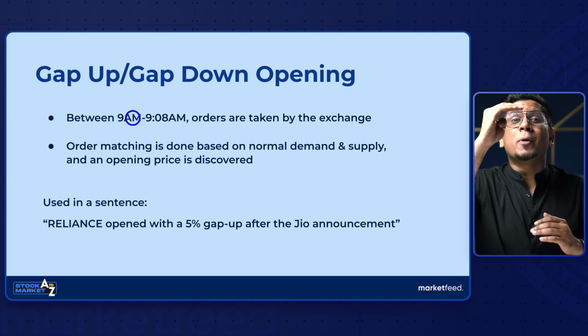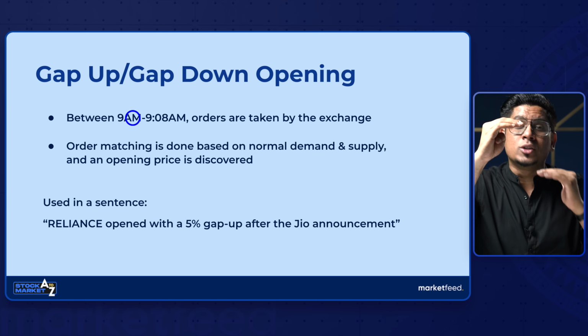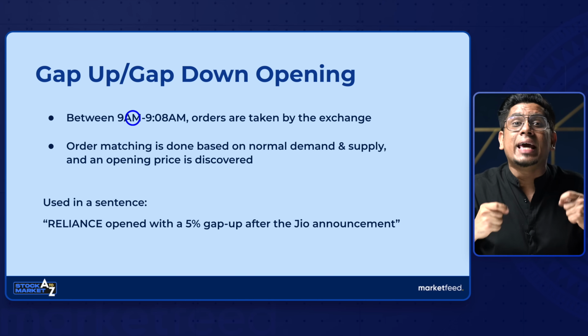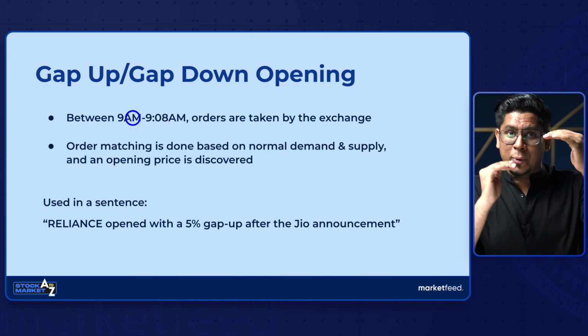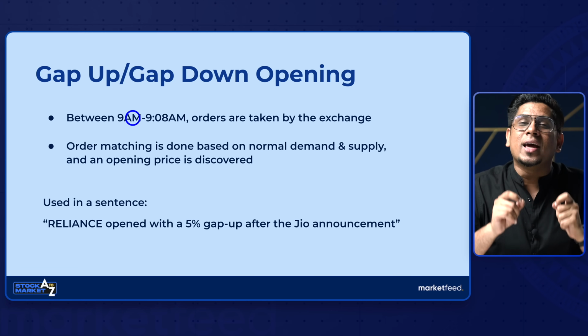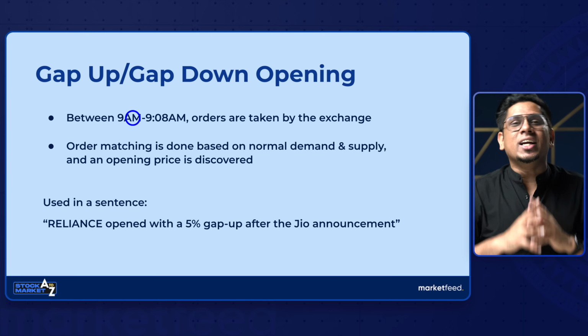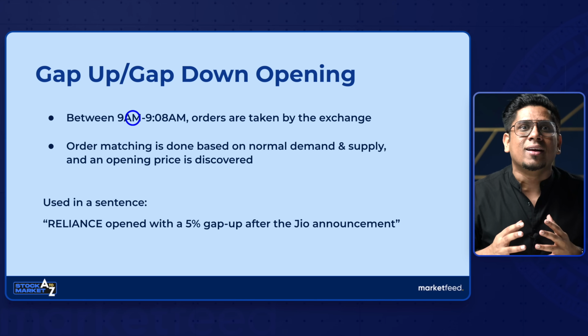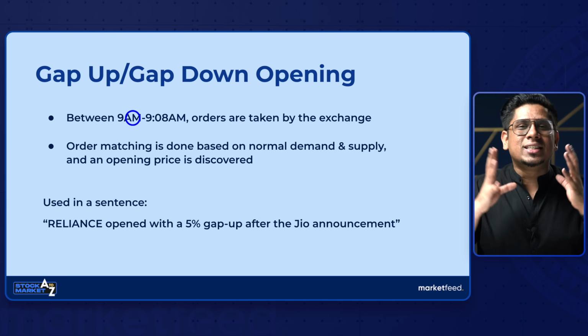Here, if the opening price of one day is higher than the closing price of the previous day, it is called a gap up opening. If the opening price of a day is lower than the closing price of the previous day, it is called a gap down opening. Now, the question here is, why do gaps happen? How are they created? Now, the answer is very simple, right?